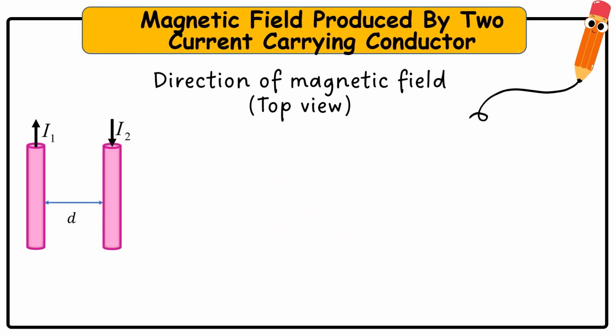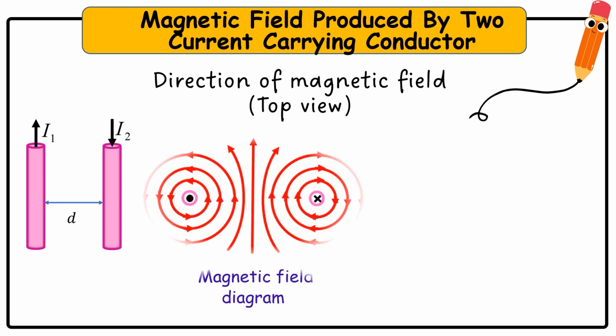If we have two straight wires carrying current in opposite directions as shown from the top view diagram, the dot circle symbol represents the current flowing upward with the direction of magnetic field counterclockwise, and the cross circle symbol represents the current flowing downward with the direction of magnetic field clockwise.